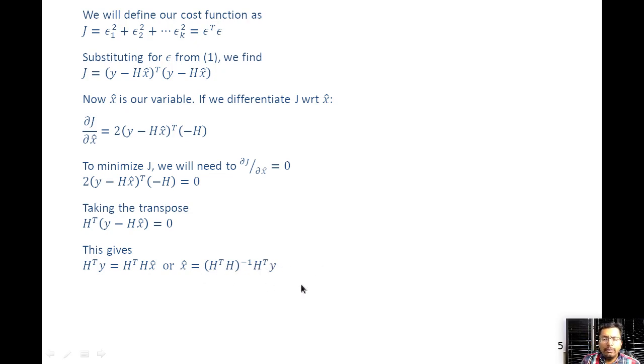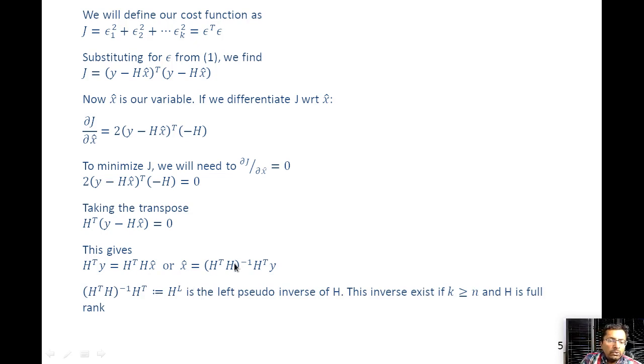So if you look at the dimensions here, we would basically have a lot more of these y's over here. And because you're doing the h transpose h inverse, h transpose h would be a square matrix. And this is where we need h transpose h to have full rank, or it needs to be invertible for the whole system to work. What we then do is we define this term here, h transpose h inverse h transpose, as the pseudo left or left pseudo inverse of h, and this inverse exists if k greater than n and h is full rank.